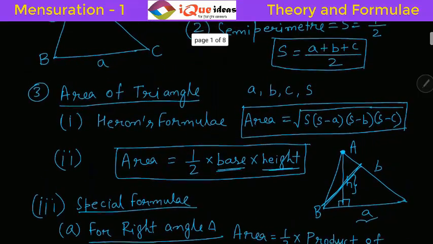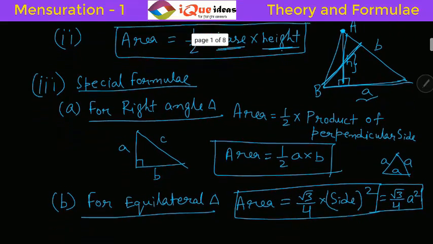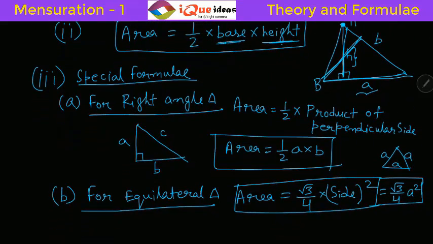So there are three different ways in which you can calculate the area of triangle. One is Heron's formula. The second one is the general formula, half base into height, in which one side and the perpendicular height should be given. And the third one is the set of special formulae, which is based on different types of triangles. The first one, right angle triangle, that is half into product of perpendicular sides. And for equilateral triangle, it is root 3 by 4 into side square.